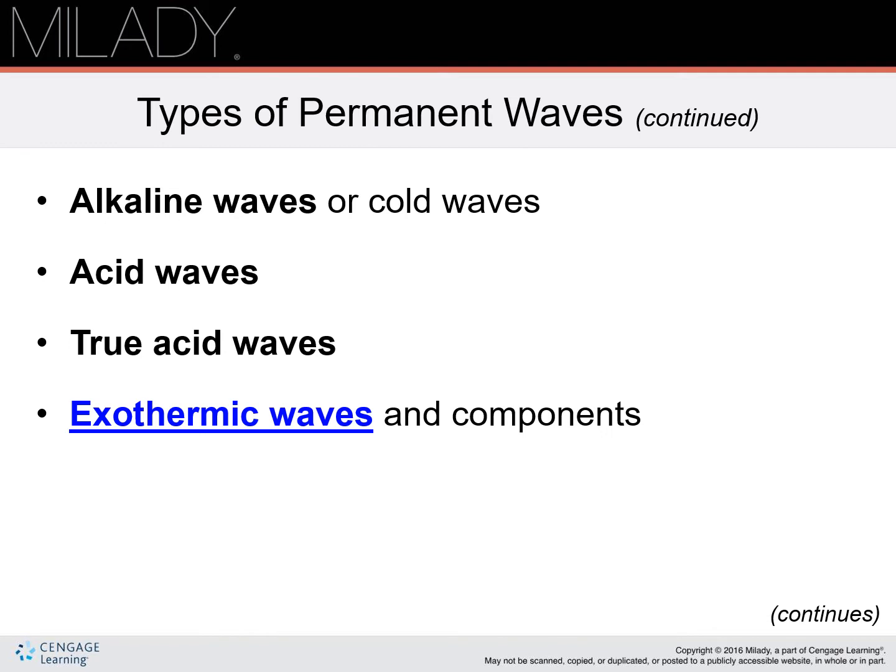Exothermic waves. They create an exothermic chemical reaction that heats up the solution and speeds up the processing. All exothermic waves have three components: permanent wave solution, an activator, and a neutralizer. The permanent wave solution contains ATG. That's the main active ingredient. The activator contains the oxidizing agent, which is usually hydrogen peroxide.